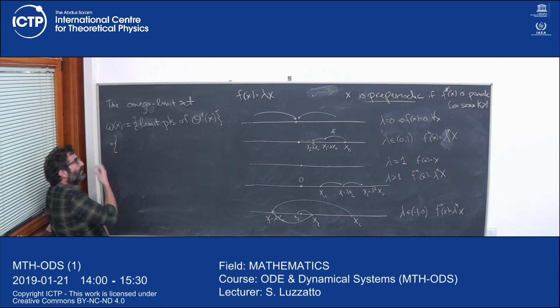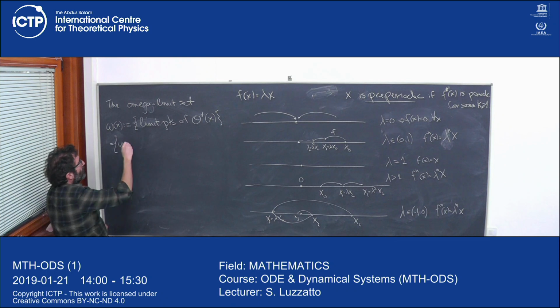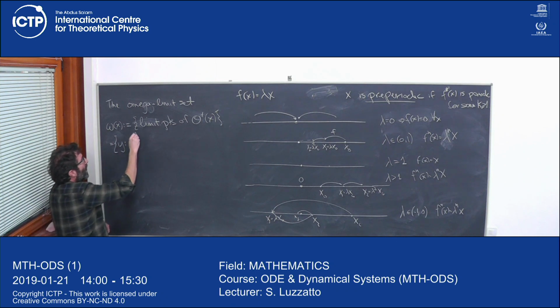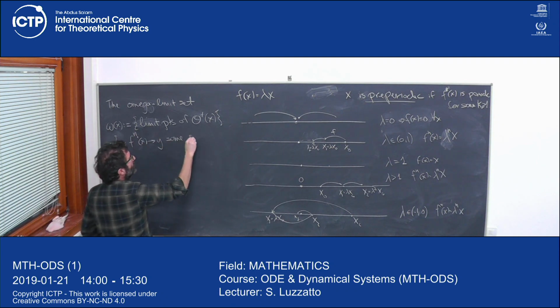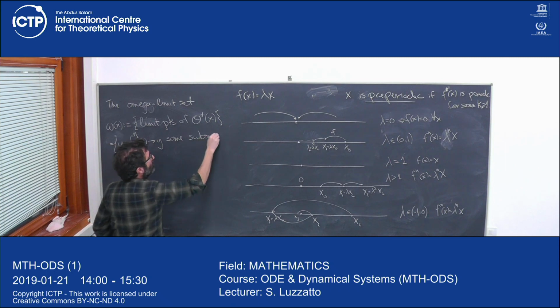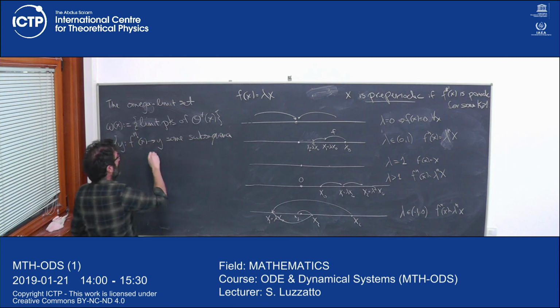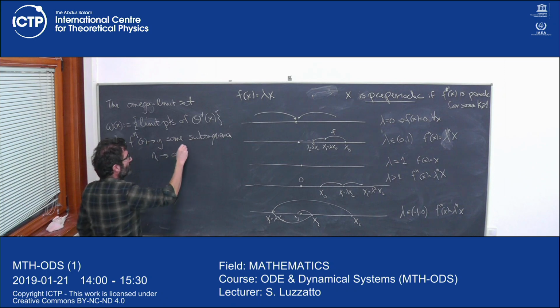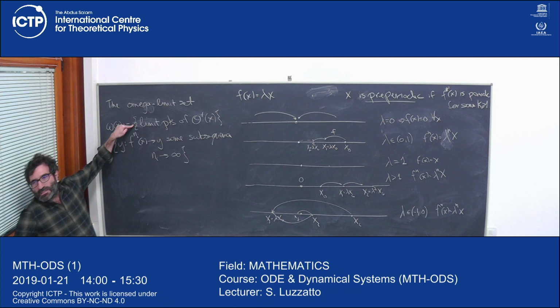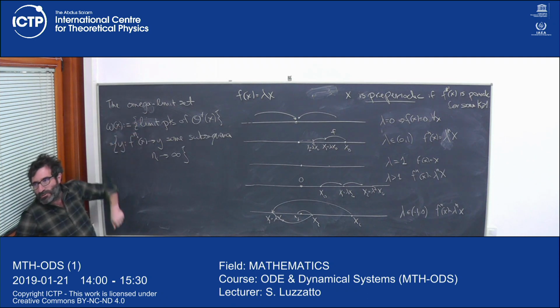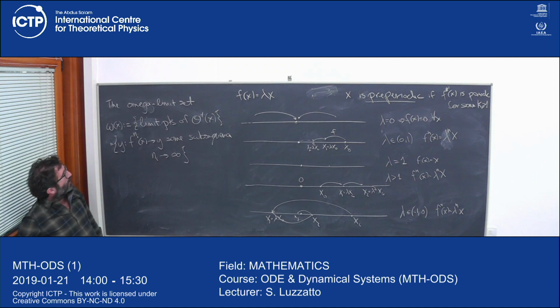There's also this, a little bit more formal if you want: the set of points y such that f^{n_i} of x converges to y for some subsequence n_i going to infinity. This is the same thing as this, right? Saying that it's a limit point of a sequence is saying that there's a subsequence that converges to that point. Okay.